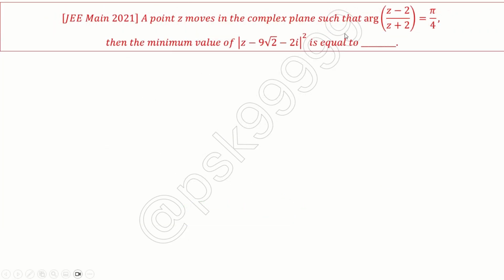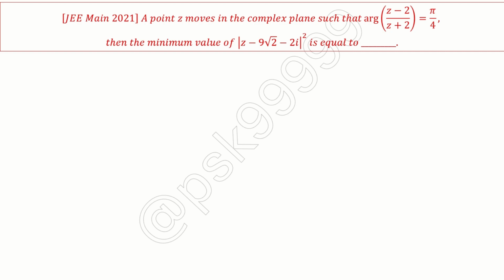A point z moves in the complex plane such that arg of (z minus 2) divided by (z plus 2) equals pi by 4. Then the minimum value of absolute (z minus 9 root 2 minus 2i) square is equal to. So this problem is again similar to the previous one. I told you multiple times that combined complex numbers and geometry questions are very frequent in JEE Mains and other entrance exams.